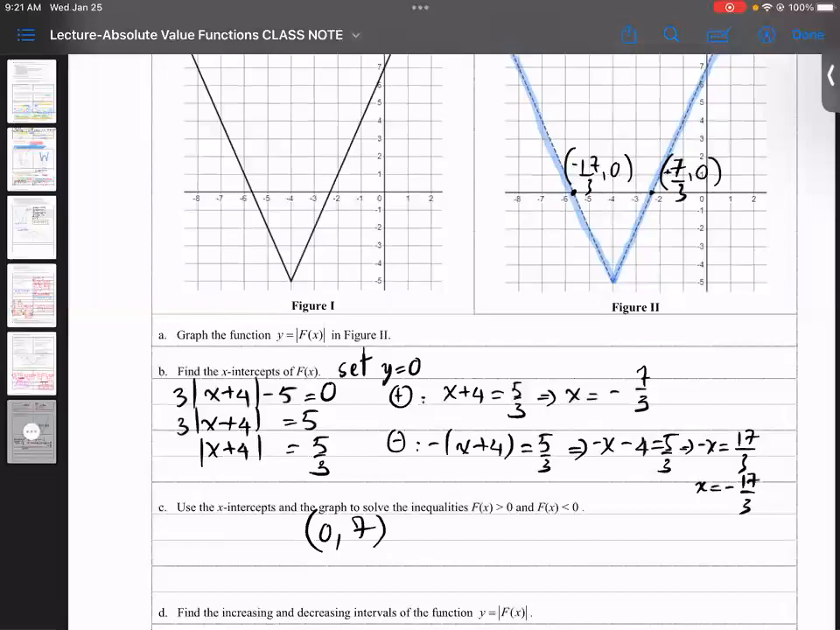When I want to find the x-intercept, I set y equals 0, right? Because that's when you have no height. When the height is collapsed down to 0. If you want to find the y-intercept, you set x equals 0. So it's kind of flip-flop around, right?